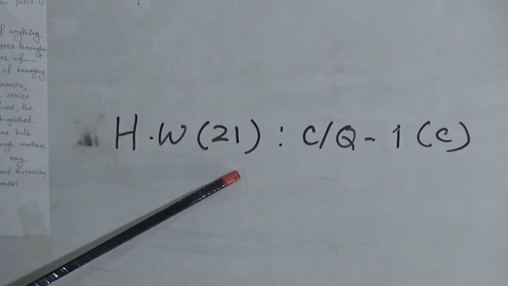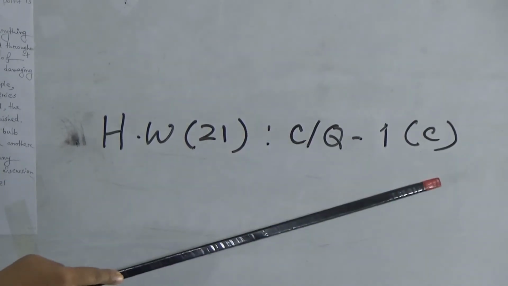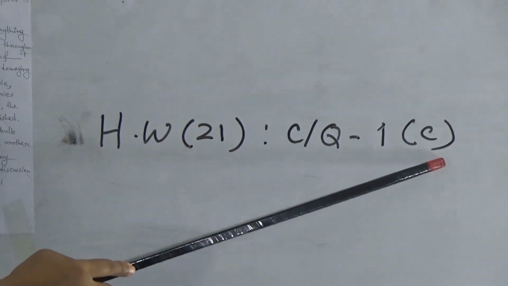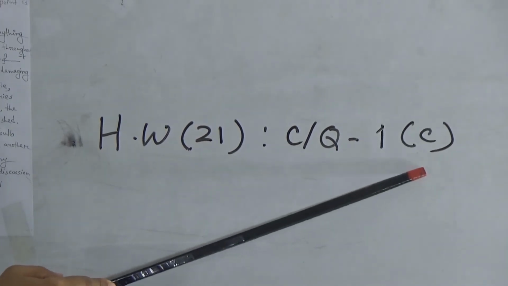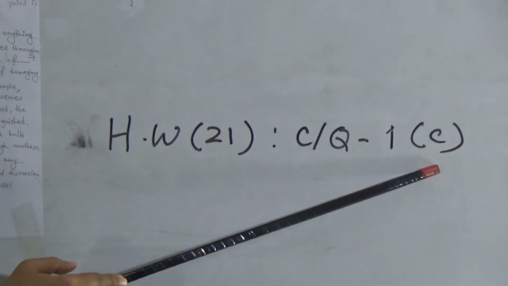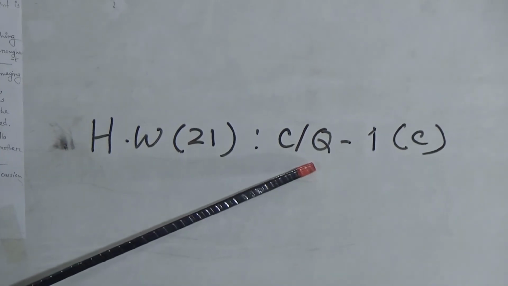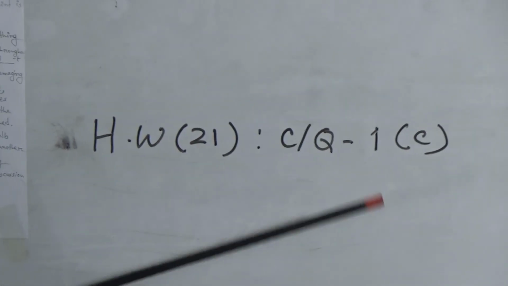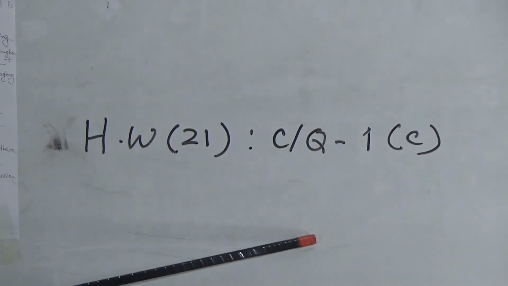Dear students, this is your homework number 21. You have to write CQ1C as your homework. That means you have to draw the parallel circuits of the instruments which Mr. Hawk uses, and I show in the figure of question answer C.